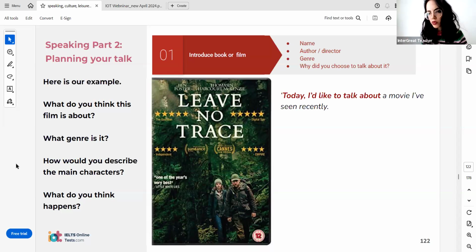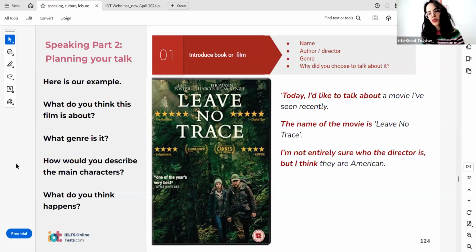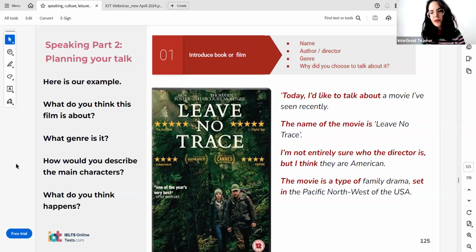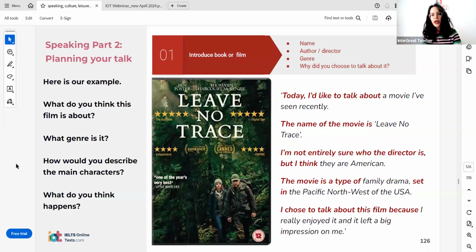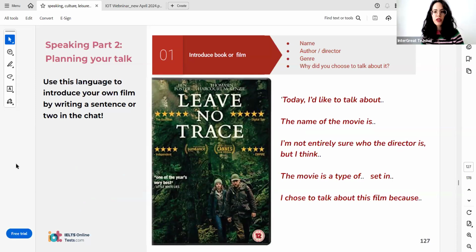Today, I'd like to talk about a movie I've seen recently. The name of the movie is Leave No Trace. I'm not entirely sure who the director is, but I think they are American. The movie is a type of family drama set in the Pacific Northwest of the USA, right? This is my introduction, right? And why did I choose this topic? I chose it because I really enjoyed it and it left a big impression on me.